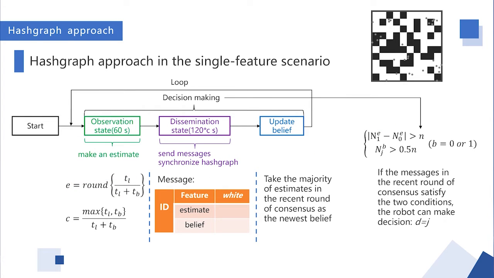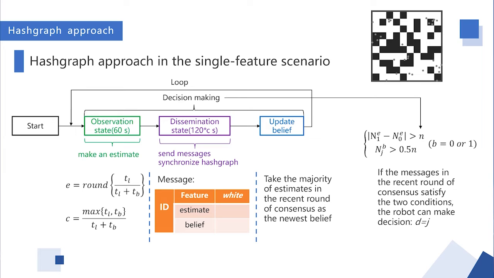Now I will describe the hashgraph approach in the single feature scenario. The process of a robot exploring the area is divided into observation and dissemination states. In the observation state, the robots work randomly around the area to explore the feature with their sensors, and then make an estimate about the feature. In the dissemination state, robots send messages to neighbors to share their estimates and beliefs.